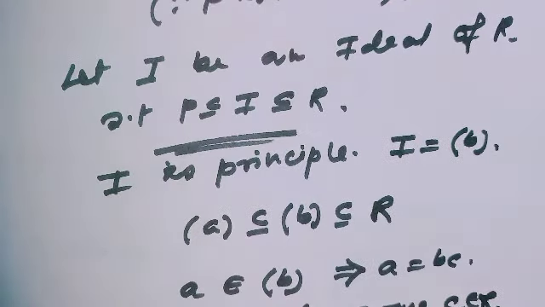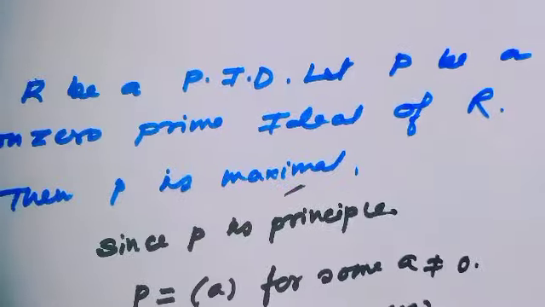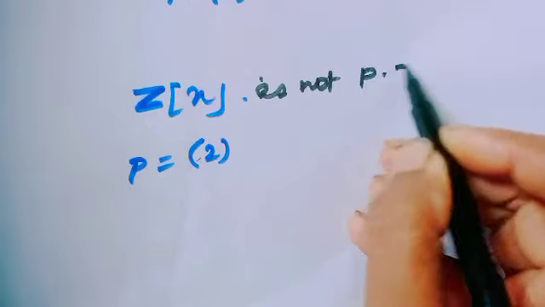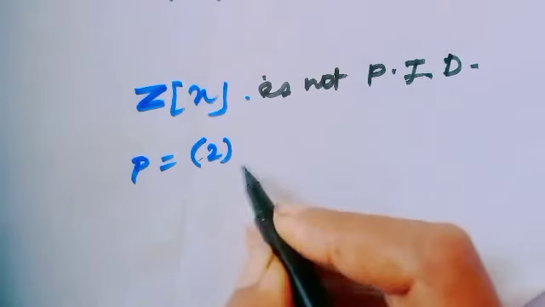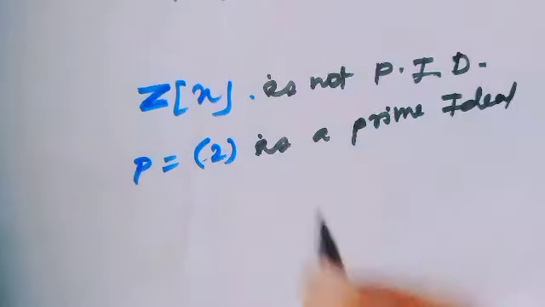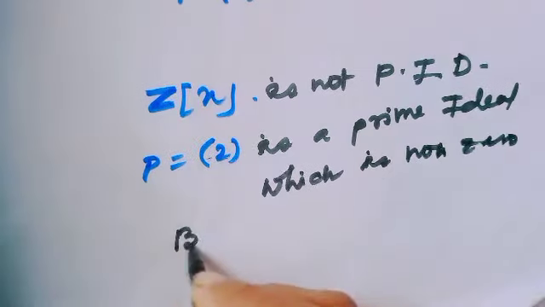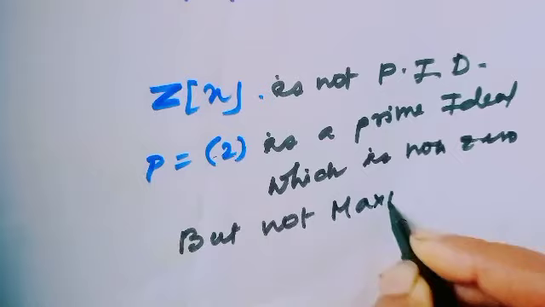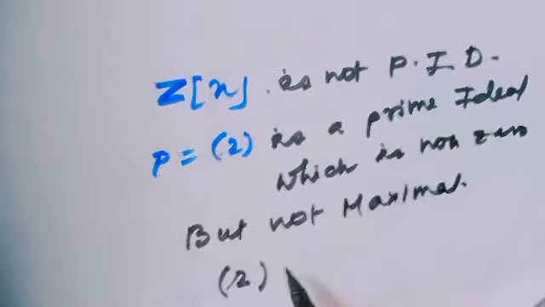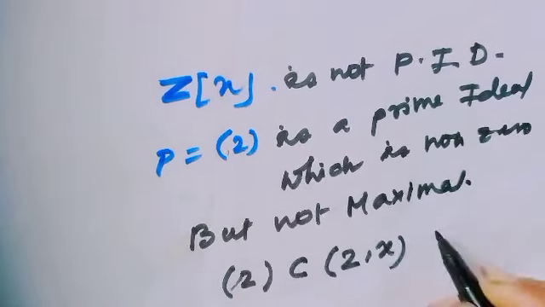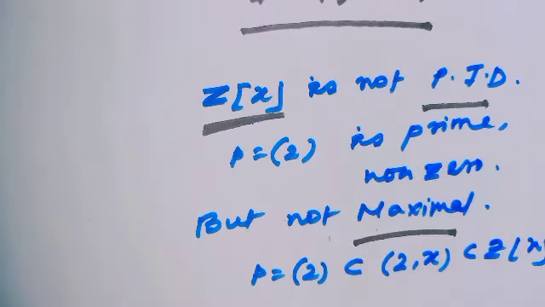And this is possible only because the ring R is a PID. As an example, if we consider Z[x], obviously this ring is not a PID, and the ideal generated by 2 is a prime ideal which is non-zero, but not a maximal ideal. We all know this, because the ideal generated by 2 is contained in the ideal generated by 2 and x, which is contained in obviously Z[x]. That means when a ring is not a PID, then a prime ideal is not necessarily a maximal ideal. But when a ring is a PID, then a prime ideal would obviously be a maximal ideal.